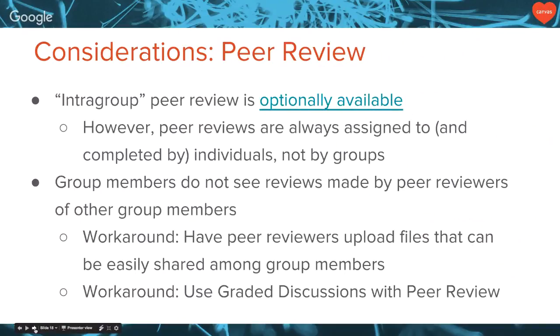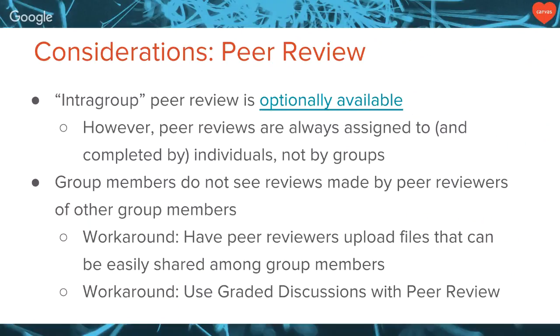So one of the things is, if your courses are using peer review, things get a little complicated when you're dealing with peer review for group assignments. Canvas now has the ability to exclude intragroup peer review. And what that means is if you do not have the intragroup peer review checkbox checked, then peer review assignments will not be made to group members. So a member of group A will not get assigned another member of group A to do a peer review.